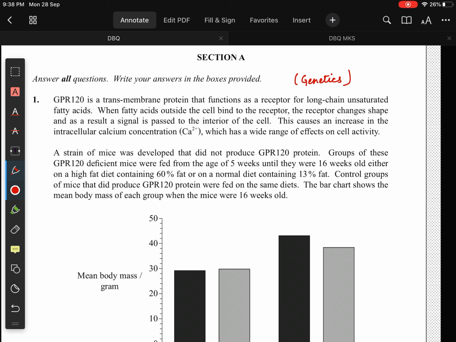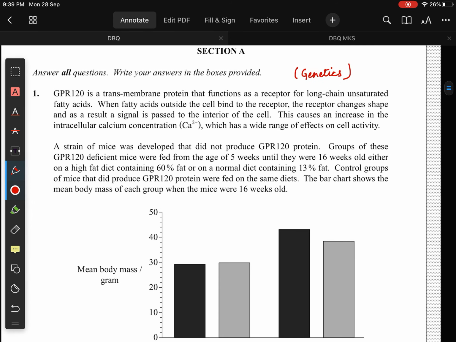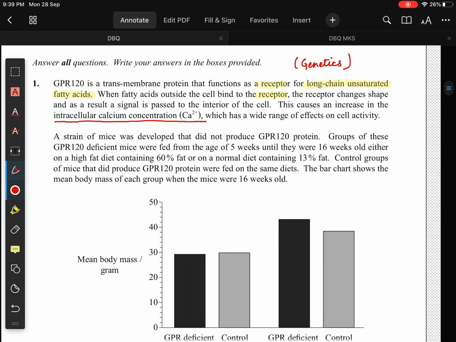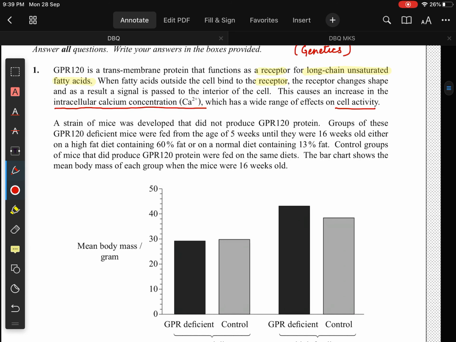It's saying that GPR120 is a transmembrane protein that functions as a receptor for long chain unsaturated fatty acids. When fatty acids outside the cell bind to the receptor, so this is a receptor, the receptor changes shape. As a result, a signal is passed to the interior of the cell. This causes an increase in the intracellular calcium concentration, which has a wide range of effects on cell activity.